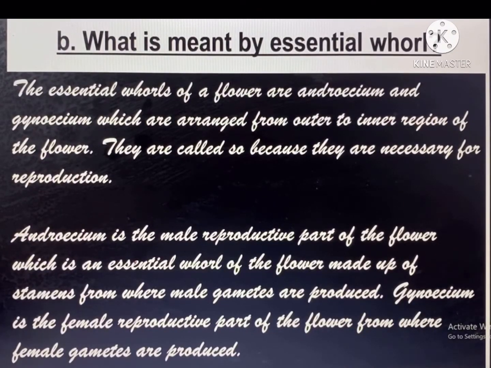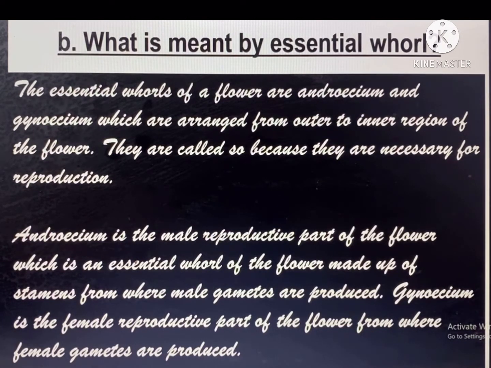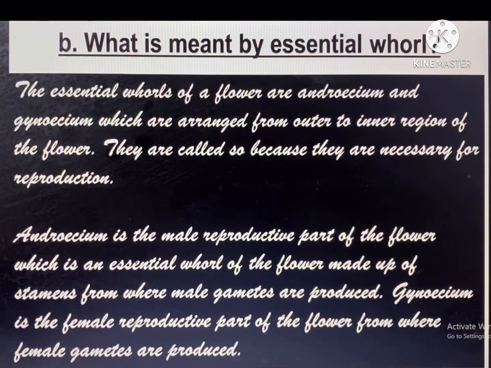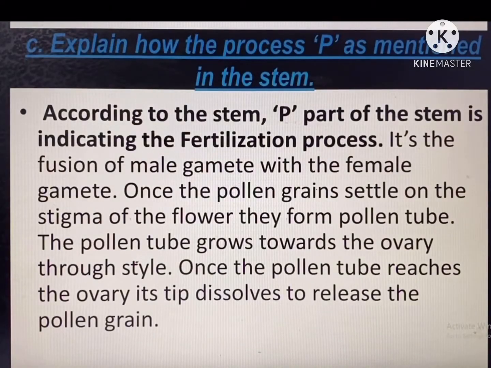Well, the second question is, what is meant by essential whorl? The essential whorls of a flower are androecium and gynoecium, which are arranged from the outer to the inner region of the flower. They are called so because they are necessary for sexual reproduction. Androecium is the male reproductive part of a flower, from which stamens produce the male gametes, and gynoecium is the female reproductive part of a flower, from where female gametes are produced, right?